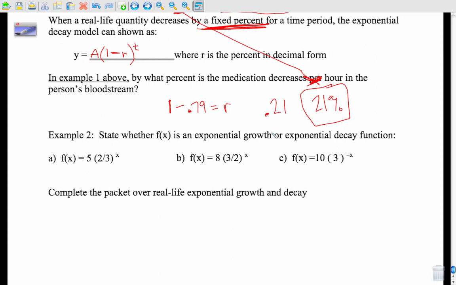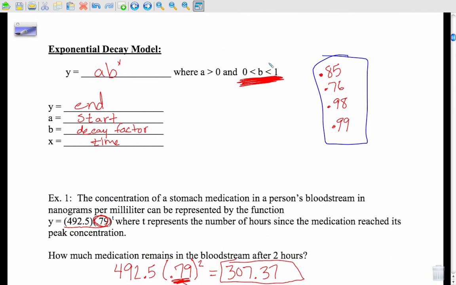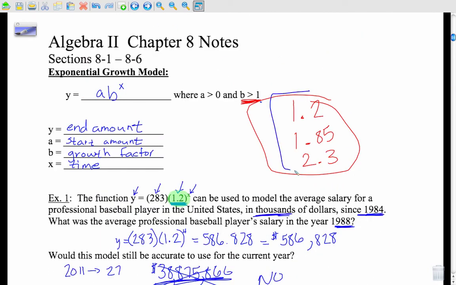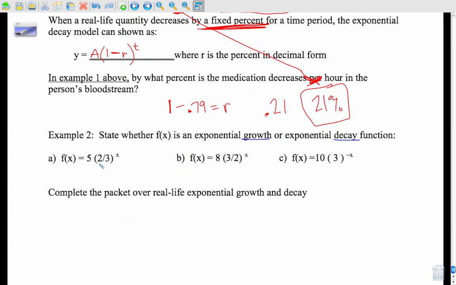Last 3 examples we're going to go over together, and then you're going to have an assignment over this. I guess there are no examples in the packet. So let's talk about whether something is exponential growth or exponential decay. This first one, to figure out if something is growth or decay, remember the only difference between the two was this concept. If it's less than 1, it's decay. If it's greater than 1, like these, it's going to be growth.